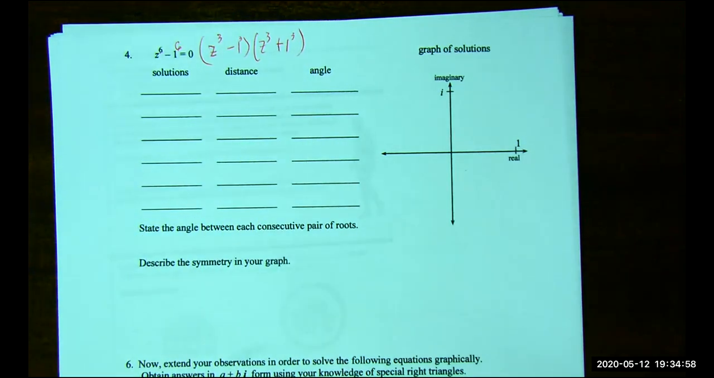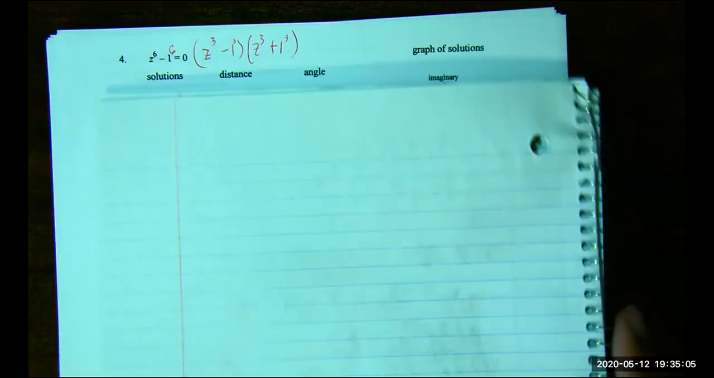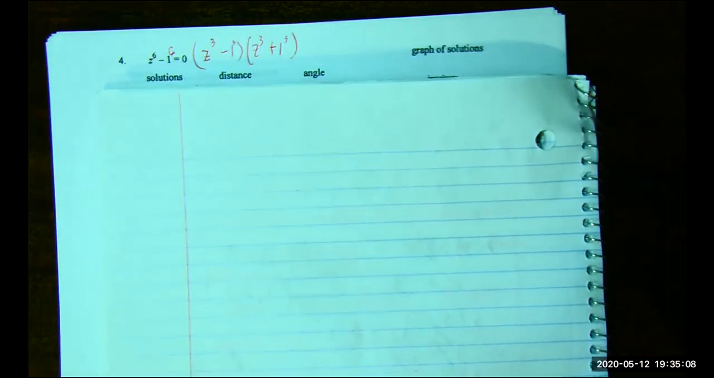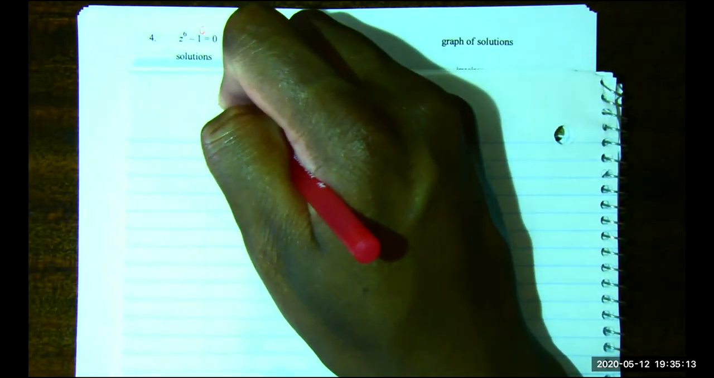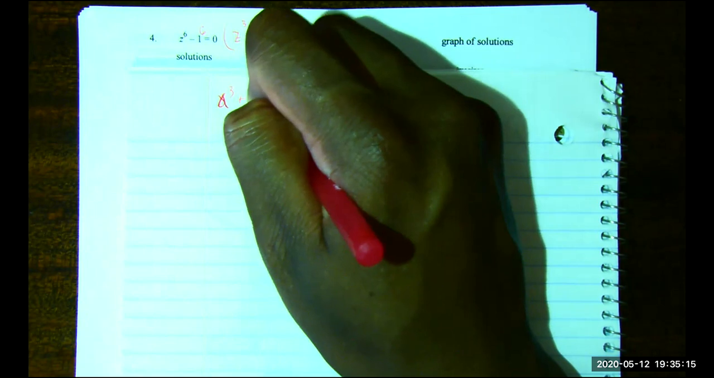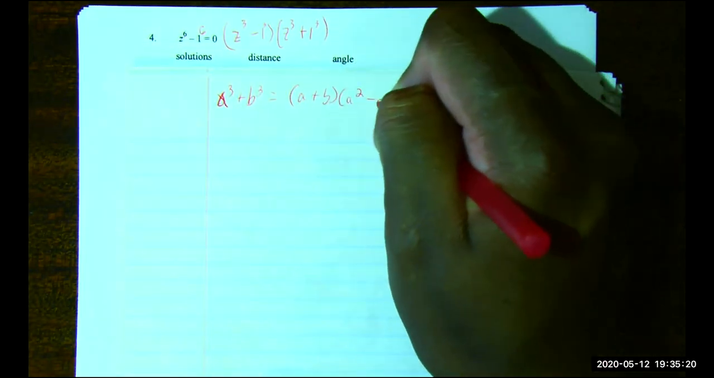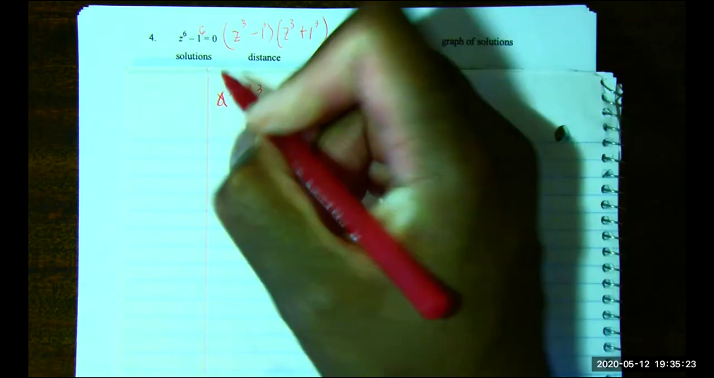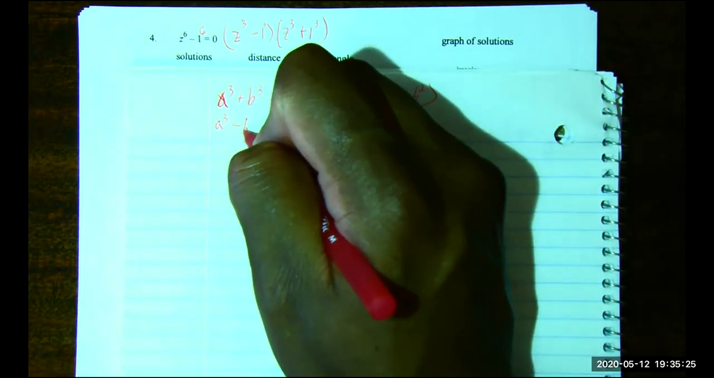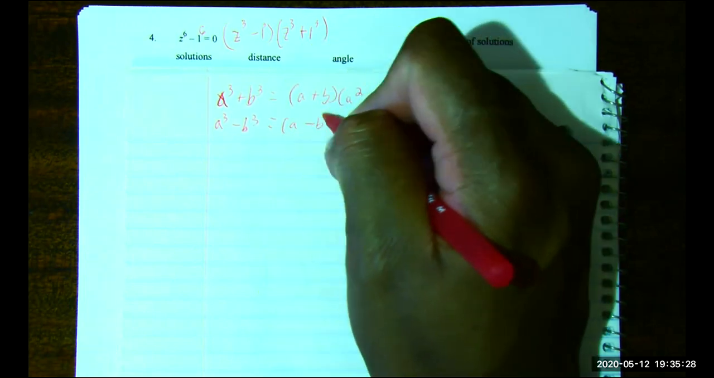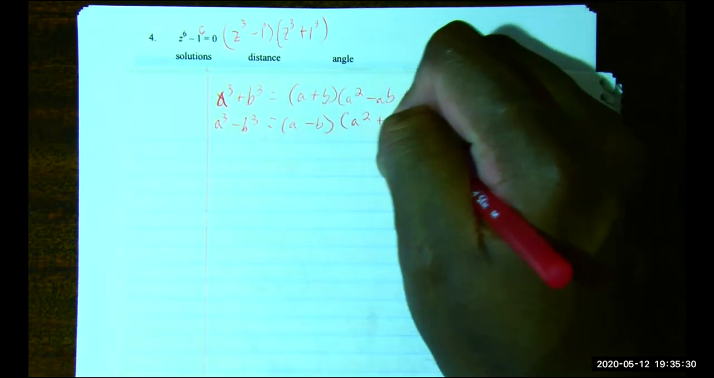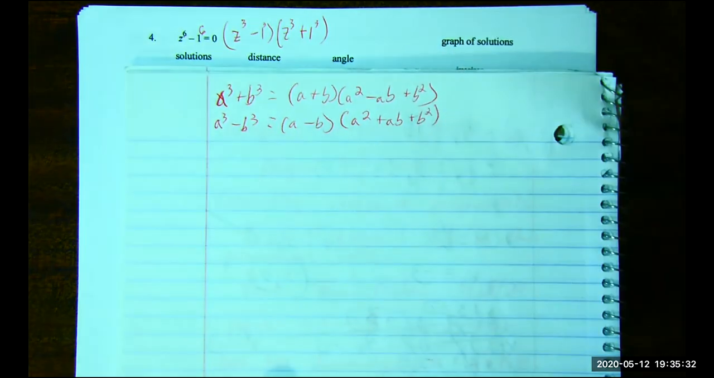Let me look for my little reference point and get my paper out so I can factor this sum and difference of perfect cubes and then list my 6 solutions. Okay. Now let's do a cubed plus b cubed equals a plus b, a squared minus ab plus b squared. A cubed minus b cubed equals a minus b, a squared plus ab plus b squared. Okay, there we go.